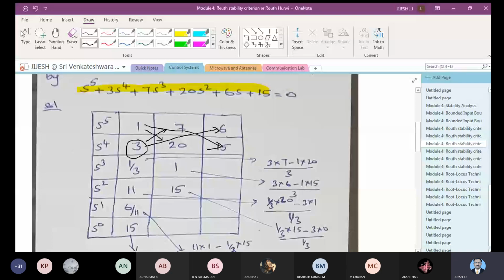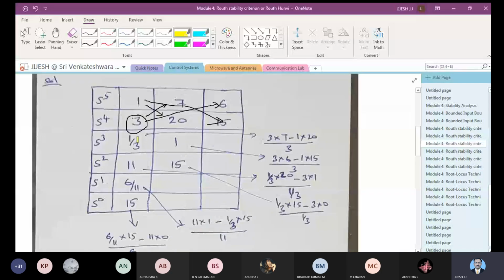So all these values you will get. You can get all these things. So it is not completed. We have just found this table, but we have not concluded whether the system is stable or not. So that is the answer for that. So all of you have to complete this and check whether the system is stable or not.